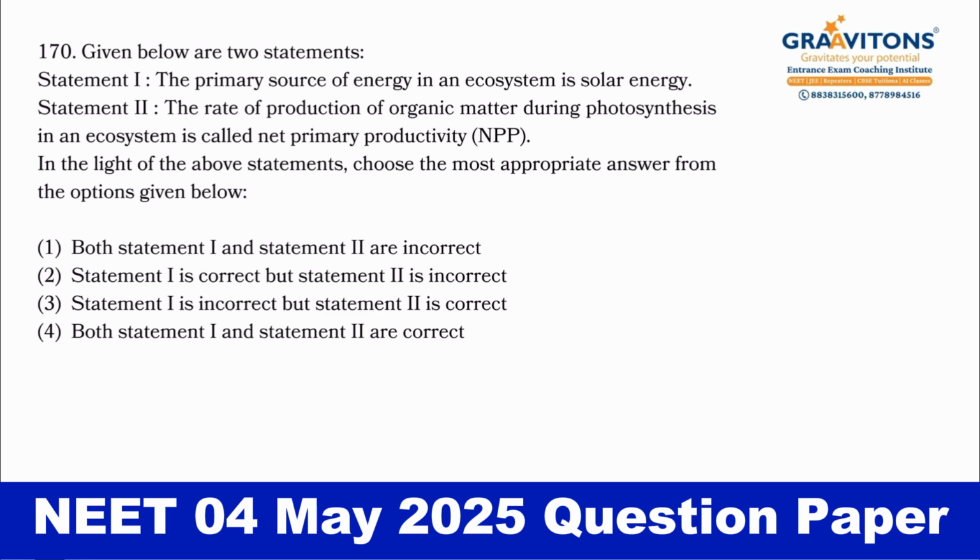The next question, number 170. Two statements are given and we have to find the appropriate answer. The primary source of energy in an ecosystem is solar energy. Statement 1 is correct.